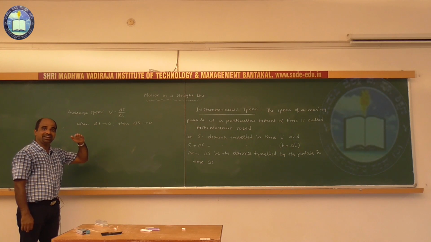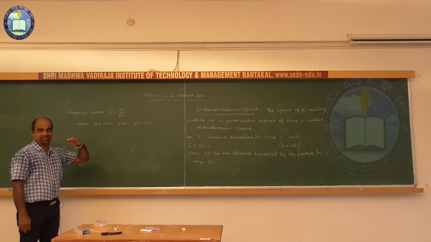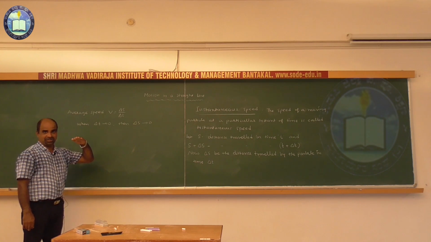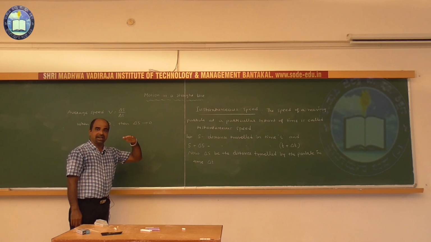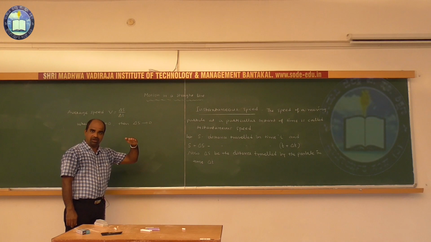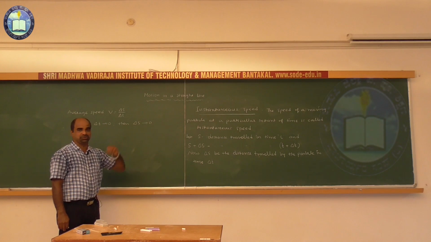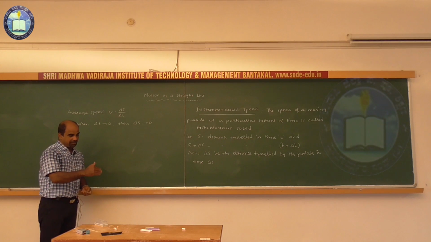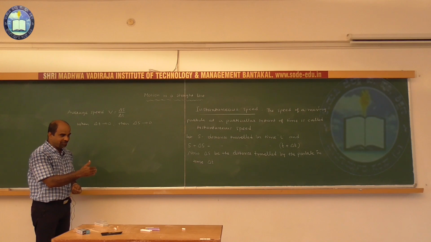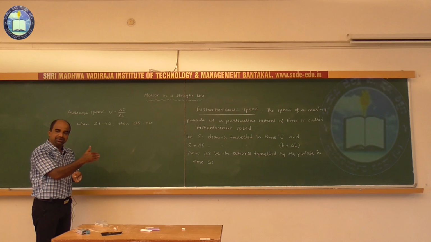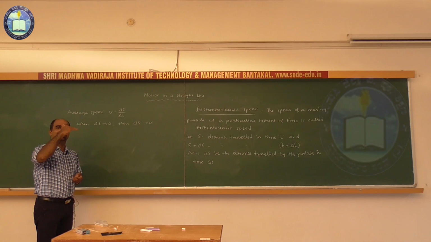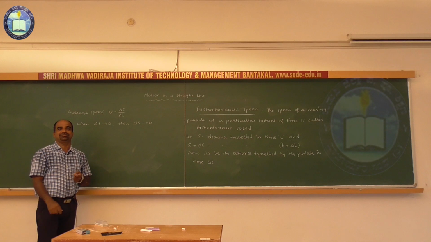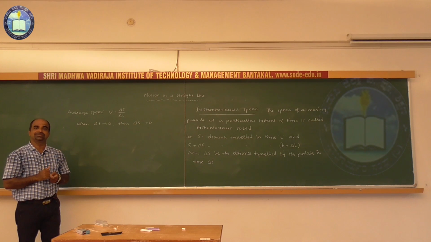But delta S by delta t has a finite limit. What is the idea about this mathematical analysis? When delta t tends to 0, obviously delta S also tends to 0, because if the time taken by the body is very small, the distance traveled by that particle during that small interval is also very small. The ratio of small by small need not be small. It has to find a limit.